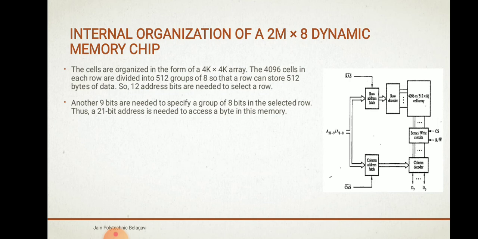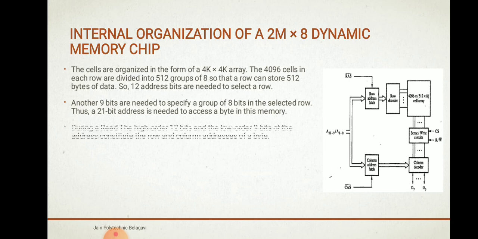So 12 address bits are needed to select a row. Now 9 more bits are needed to specify a group of 8 bits in the selected row. So thus a 21-bit address is needed to access a byte in this memory. Now during a read operation, the higher order 12 bits and the lower order 9 bits of the address constitute the row and column address of a byte.